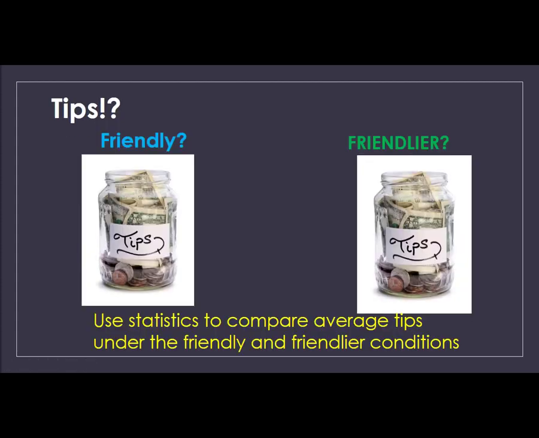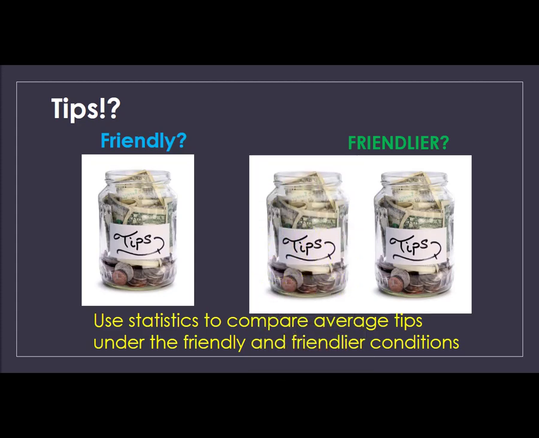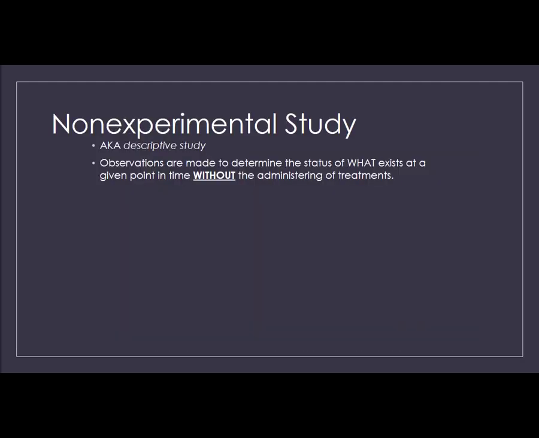We could then use statistics to compare the average tip earned under the more friendly condition with those earned under the less friendly condition. So if they're friendly, they get like double the tips where they were friendlier. You never know. You would use statistics that we're going to learn about in this class to see the difference.